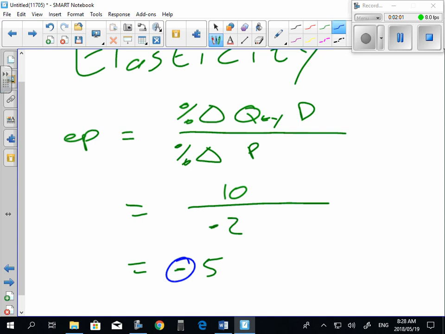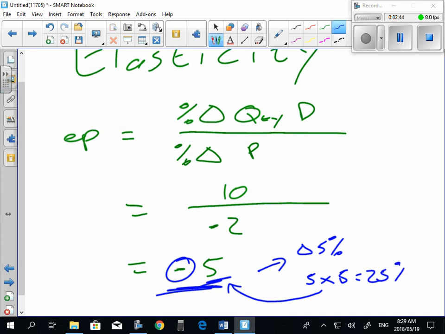The next piece of information that you get out of there is the absolute value of your answer. Now, what this means is quantity demanded reacts by 5 times the amount of the price change. So if we had to substitute any other percentage in there, what this answer is telling us is that if the price of this product changes by, let's say, 5%, it means that quantity demanded is going to change by 5 times your answer, 5, 25%. Does that make sense? So quantity demanded reacts by 5 times the amount that price changes by.